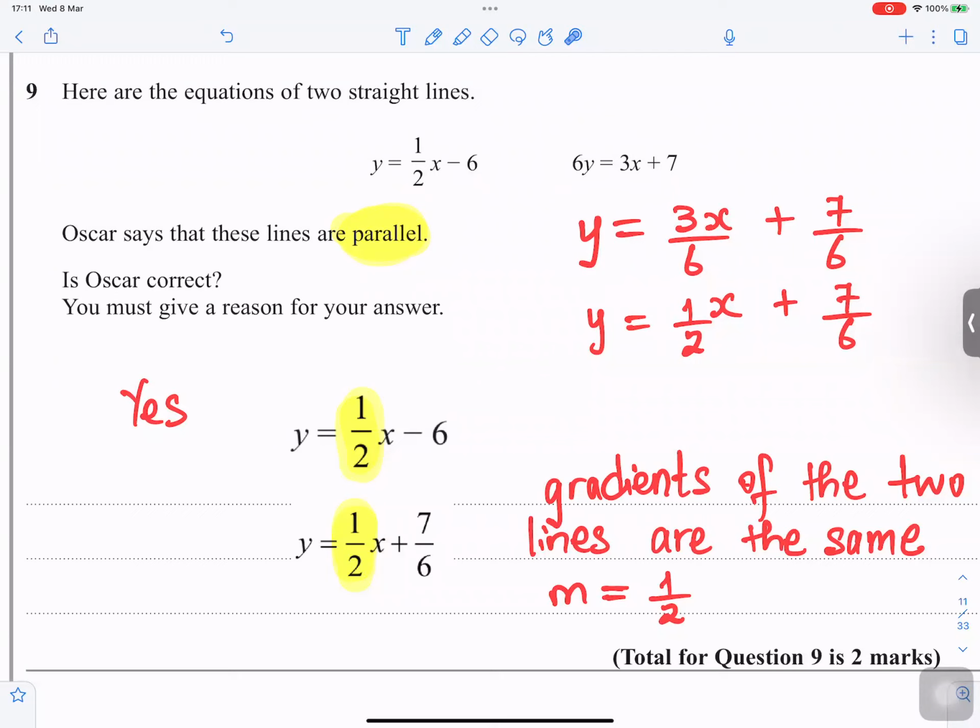So for the second line, we want to make y the subject. So we divide by 6, divide by 6, divide by 6. So it would be 3 divided by 6, 7 divided by 6, and then here it will just be y, because 6 divided by 6 is 1. So 3 divided by 6 is a half, plus 7 over 6. So we look at the gradient. The gradient is a half for the first one, and the gradient is a half for the second one. So the gradient of the two lines are the same. So the answer is yes, the two lines are parallel.